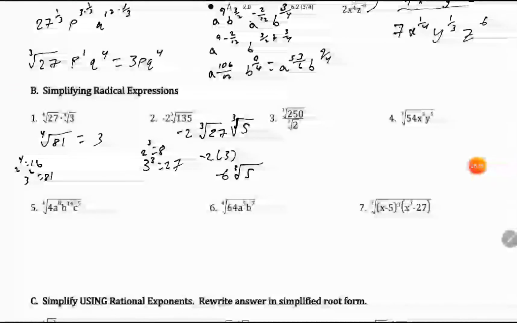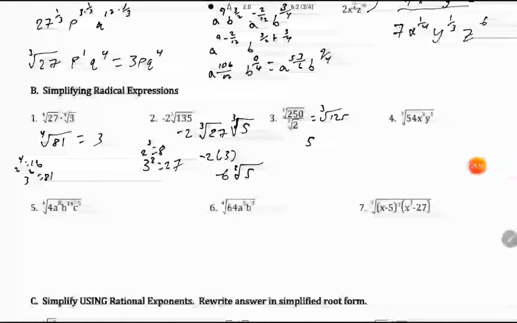So we have the two numbers being divided: cube root of 250 divided by the cube root of 2. That's the same thing as the cube root of 125. I just did 250 divided by 2. And the cube root of 125 is 5. Okay.